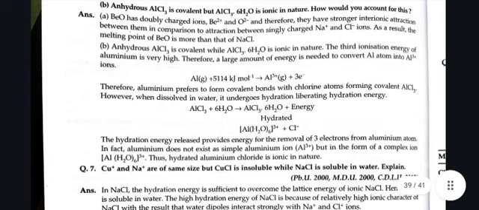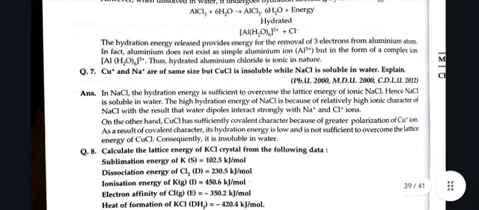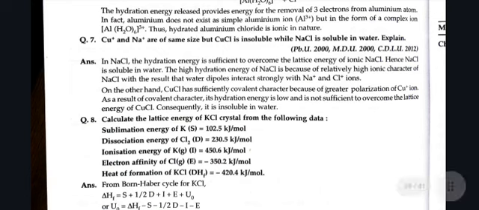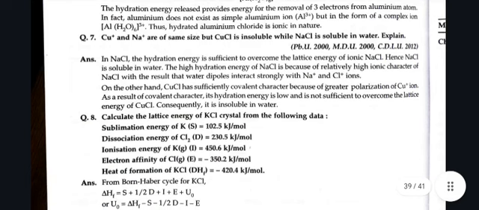Cu+ and Na+ are of same size, but CuCl is insoluble while NaCl is soluble in water. Explain. This question was asked in Punjab University in the year 2000, Maharishi Dayanand University in the year 2000, Chaudhary Devi Lal University in the year 2012. In NaCl, the hydration energy is sufficient to overcome the lattice energy of ionic NaCl. Hence, NaCl is soluble in water.